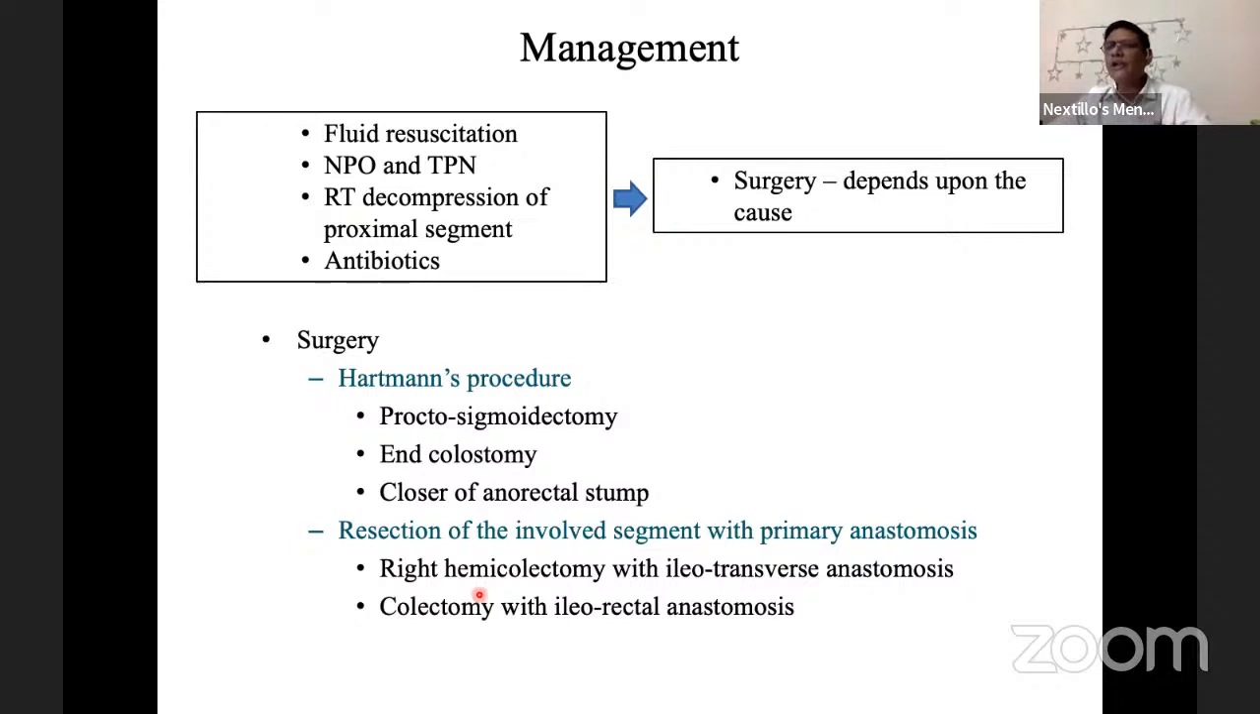So these are different types of procedures. There are a number of varied procedures. These are just some examples. Hartmann procedure is asked again and again. So remember this, that in Hartmann procedure, there are three things to be done. Fine. So these are the basic fundamentals of the large and the small bowel obstruction.